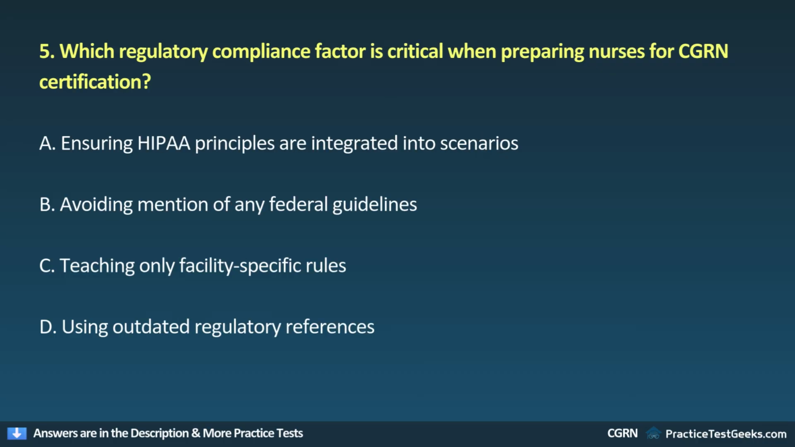5. Which regulatory compliance factor is critical when preparing nurses for CGRN certification? A. Ensuring HIPAA principles are integrated into scenarios. B. Avoiding mention of any federal guidelines. C. Teaching only facility-specific rules. D. Using outdated regulatory references.